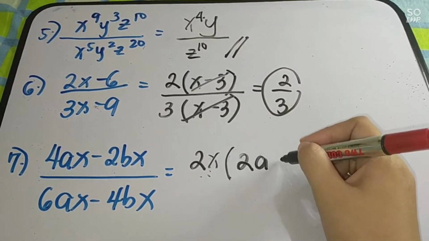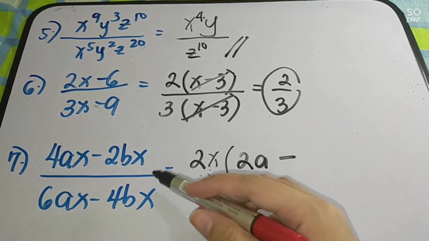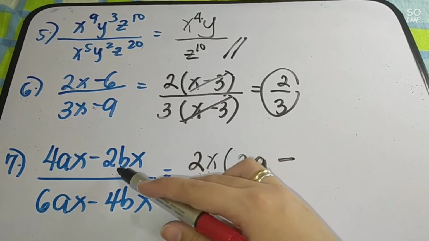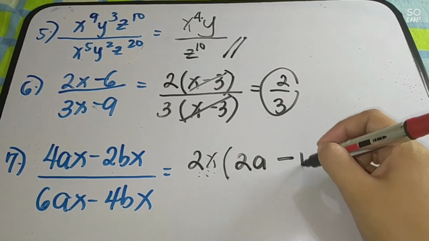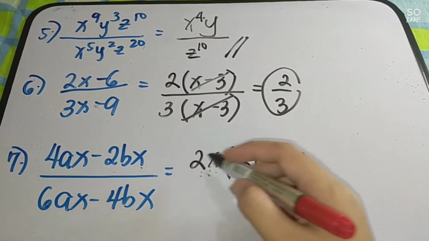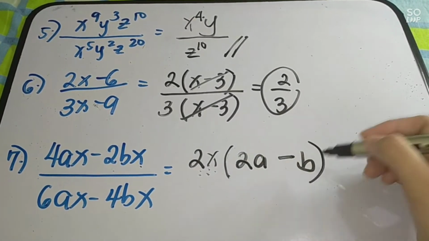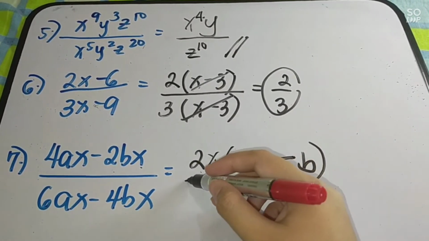Is it clear? Then, minus. Just copy the sign. 2 divided by 2, 1. So, no need to write. Then, B. Walang B. Just write here B. Then, X and X, divide mo to each other, magiging 1 na lang. So, eto na lang yung matitira. So, that's the common factor.